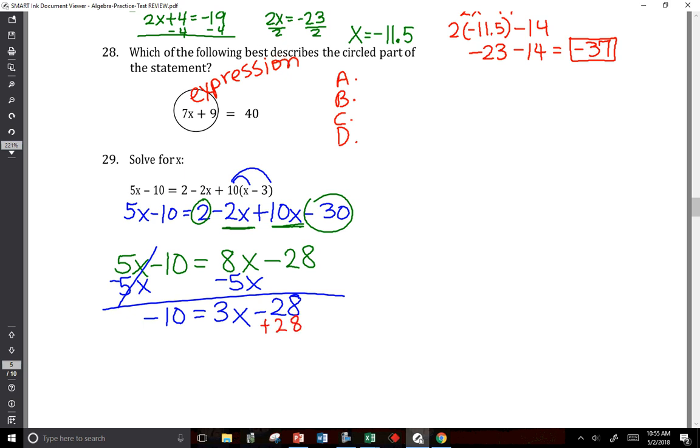Okay, number 30, solve for r. A equals p plus prt. What are we going to do? Students typically in algebra do not like these questions because you don't get a final number answer. You get another equation answer.